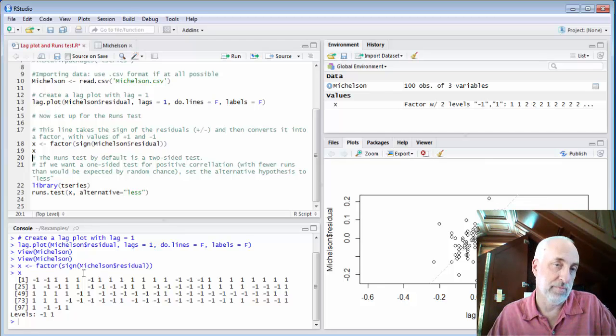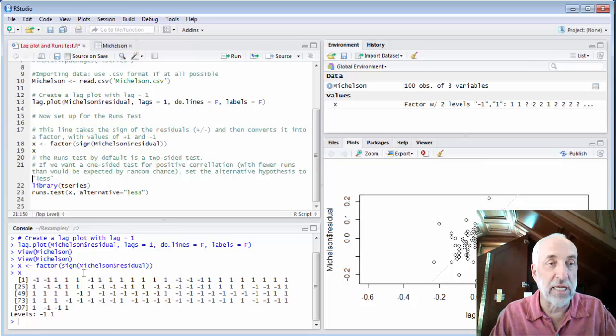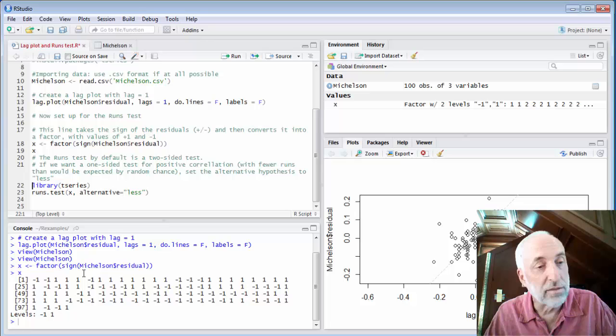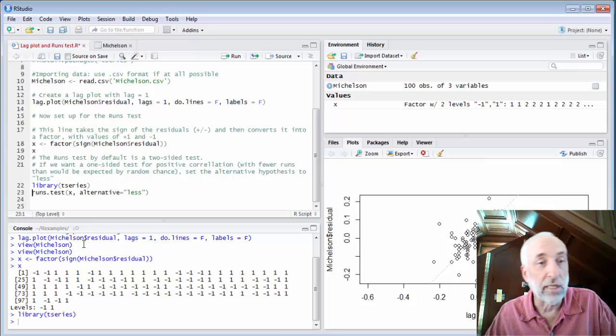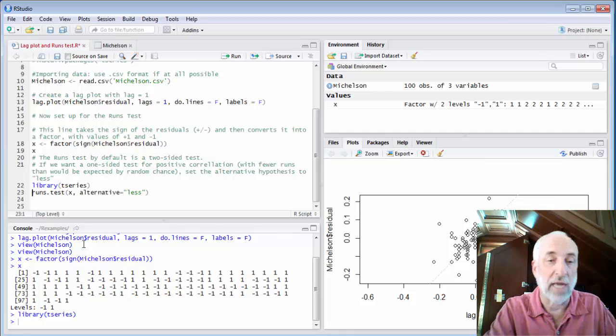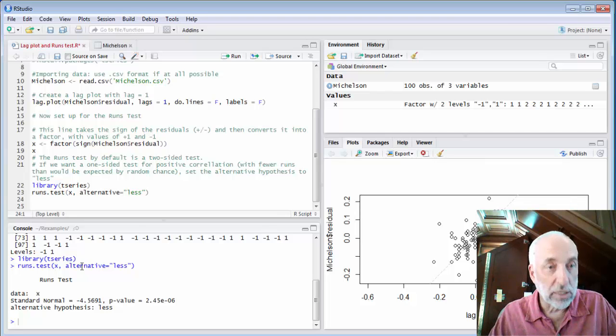I can do a runs test. The runs test is found in a library called tseries. You have to install a package called tseries, but I've already done that. So I'll simply execute library(tseries) to get that library set up. And then I will execute runs.test of x. So let's look at that. Runs.test of x gives me this result.